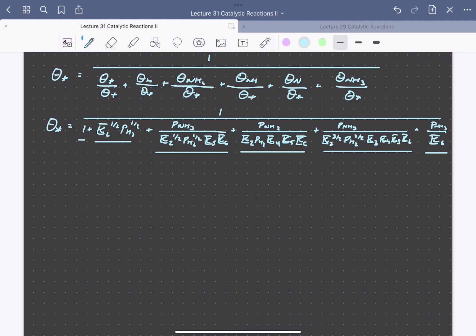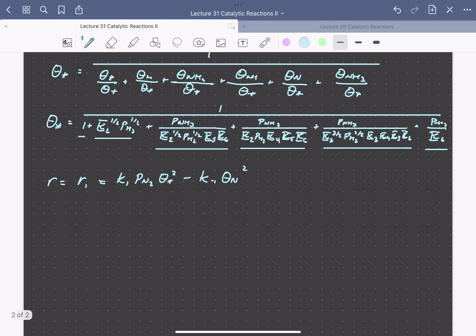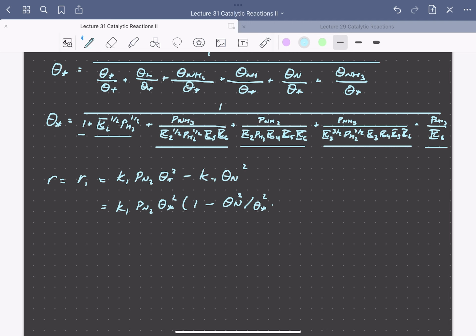So we can again write the overall rate of ammonia synthesis as the rate of step 1, that reversible nitrogen dissociative adsorption. So that's going to be equal to our forward rate constant K1 times the pressure of nitrogen times the free site coverage squared, minus the reverse rate, so that's K minus 1, times the coverage of N squared. So we can rewrite this a little bit differently. We can factor out K1 times the pressure of nitrogen times the vacant site coverage squared times 1 minus theta N squared over theta star squared times 1 over the equilibrium constant for step 1, K1, times the pressure of nitrogen.